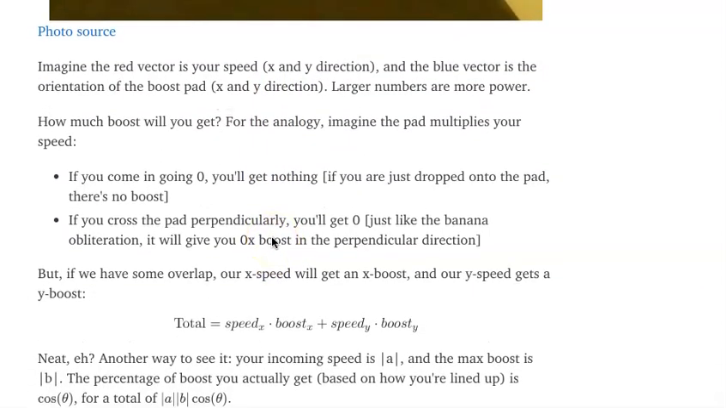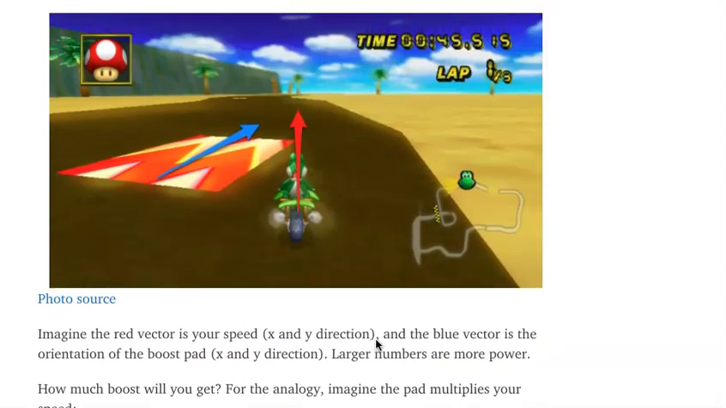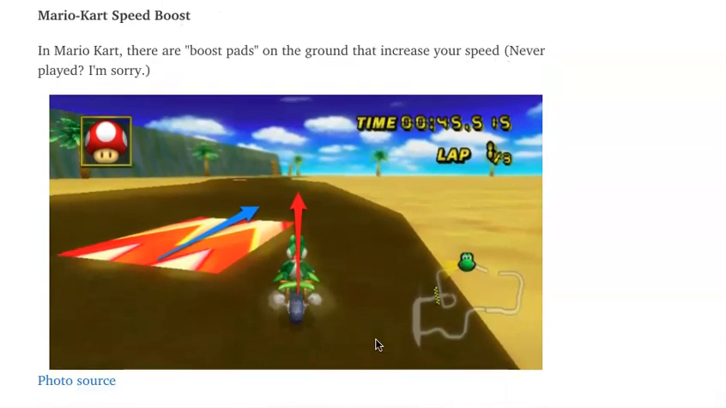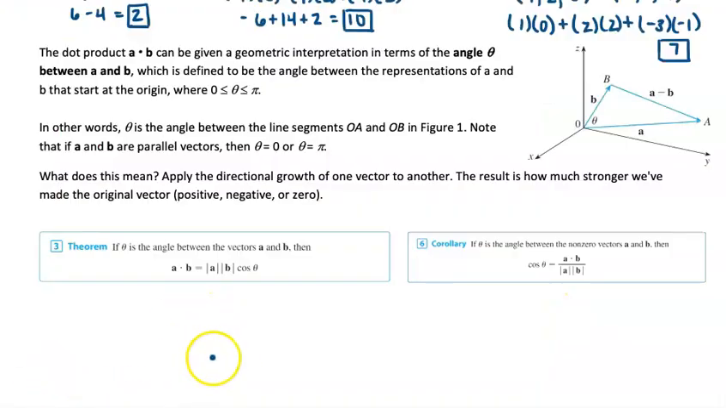However, we can look at it as the total outgoing speed is the speed in the x direction times the boost in the x direction plus the speed in the y direction times the boost in the y direction. And this will give us the total speed you actually leave with. So just another way to look at this to show us how the dot product is really just the directional growth of one vector applied to another. So let's do a few examples.